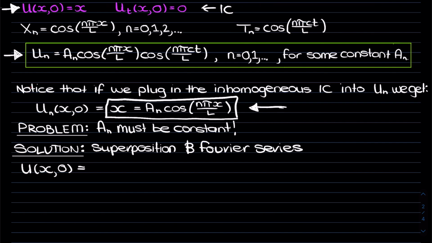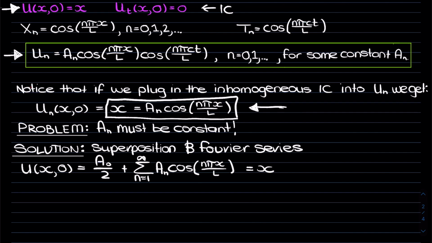So I'm already keeping the initial condition where t equals 0. A naught over 2 plus summation n equals 1 to infinity a of n cosine n pi x over l, and that should equal x. So this is the Fourier cosine series.